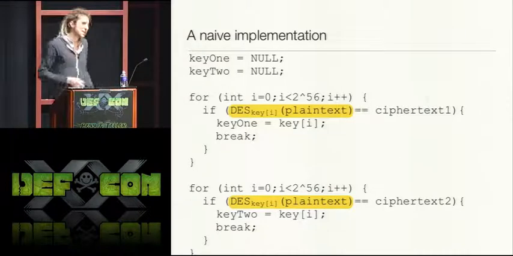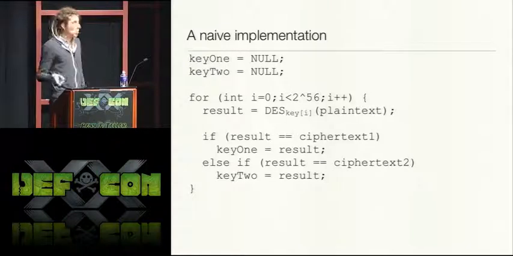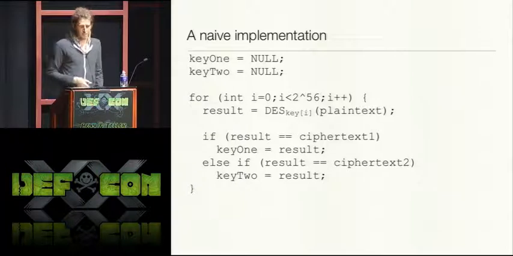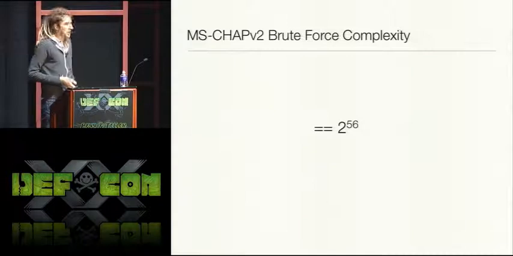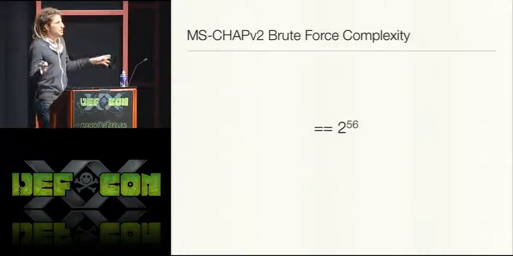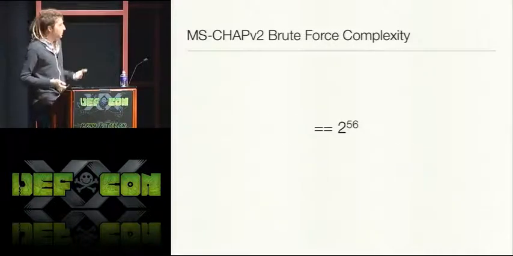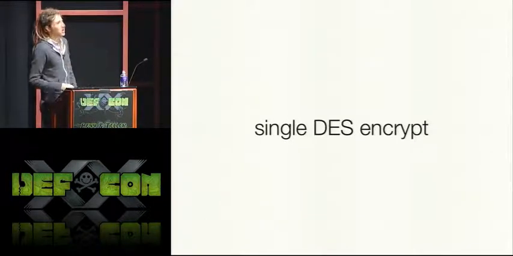But since it's the same plain text both times, you can actually reduce this into a single loop where you iterate through the key space once, do a DES operation for every key in the key space, and just do 2 compares. You compare the output of your DES operation with your first ciphertext and your second ciphertext. Effectively, reducing the total complexity here just down to 2 to the 56th. So if we have an MS-CHAPv2 handshake, we can reduce the entire security of this handshake down to a single DES encryption.